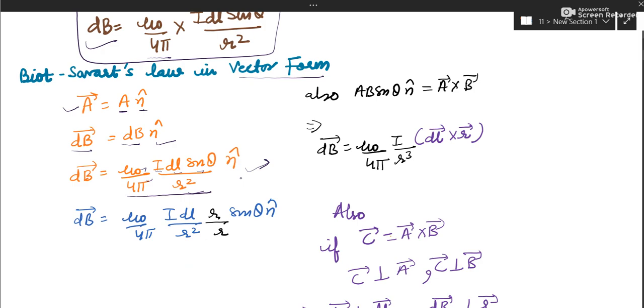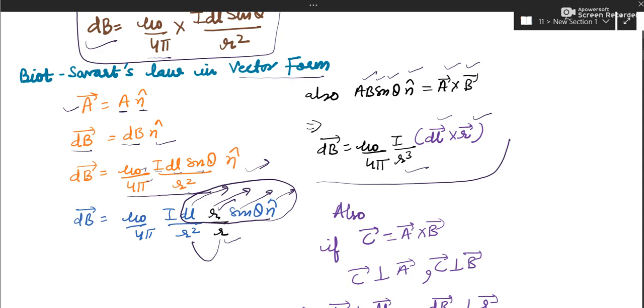Now it can further be improved. We have multiplied and divided by r. Now we'll use the fact that AB sin theta into unit vector is A cross B. So here we'll compare that dl is A and this is B, this is sin theta, this is unit vector. So this entire quantity can be written as dl vector cross r vector, and r square into r will be r cube. So this is my Biot-Savart's law in vector form.